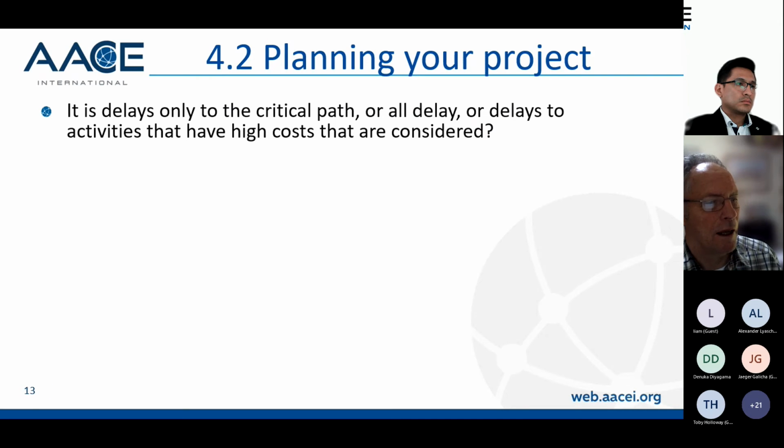Next thing is, is it a delay only to the critical path, or all delays, or delays to activities that have high costs that are considered? I personally think a lot of contracts are very unreasonable where they say the delay has to be on the critical path. Recently, I was involved in a delay analysis for a wind farm project where the contractor had 3 650-ton cranes, and obviously only the one crane was going to be on the critical path at any point in time, and therefore the customer could delay the other 2 cranes without incurring any costs and deliver the towers to be erected in the wrong order with really not getting any penalty.